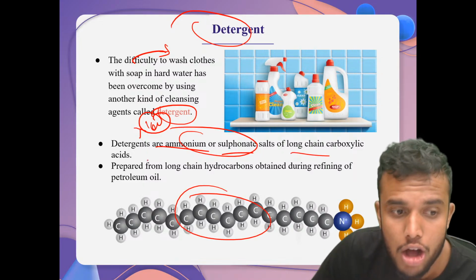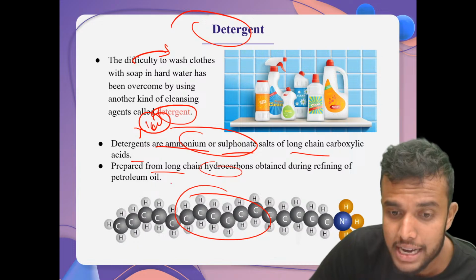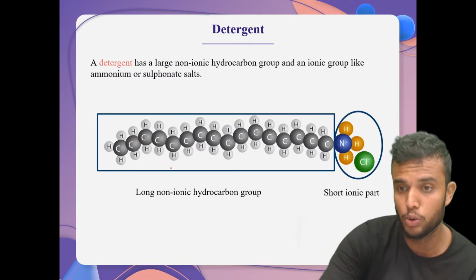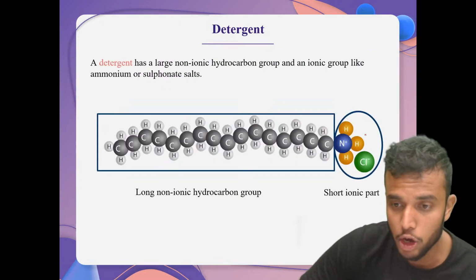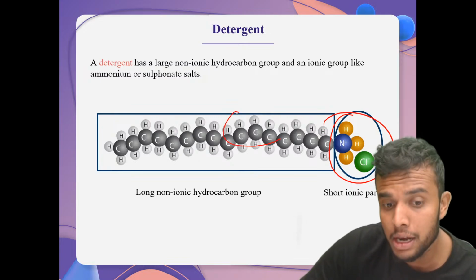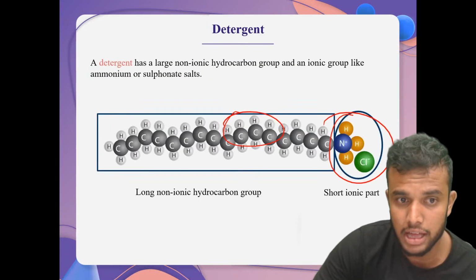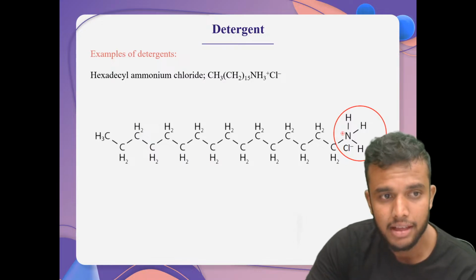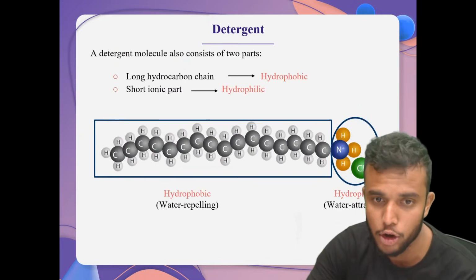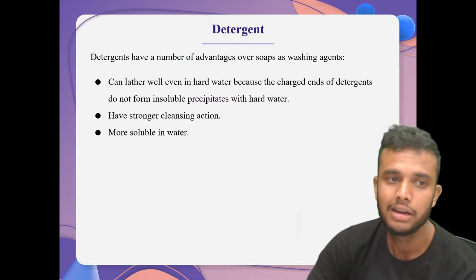Sulfate salts of long chain carboxylic acid, prepared from long chain hydrocarbons obtained during refining of petroleum oil. This is an ionic salt, so it is water soluble. This is the hydrocarbon part, which is oil soluble. These are the examples. Detergent done, right? Then the example of detergent: long hydrophobic, hydrophilic. Same thing, students.